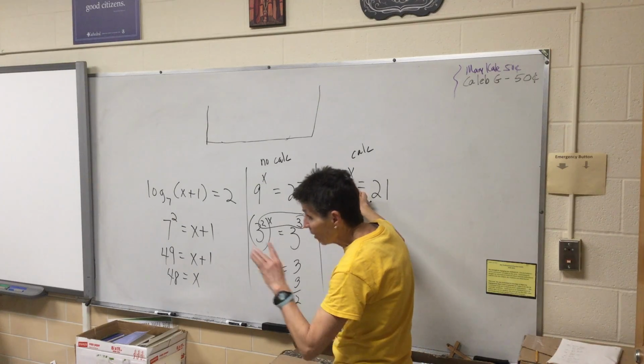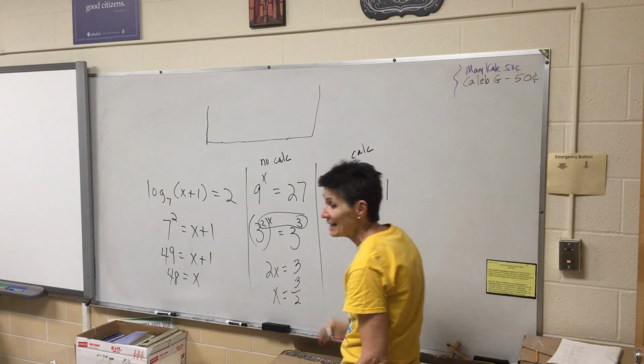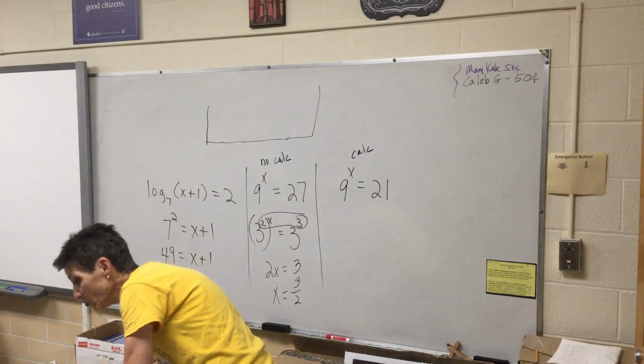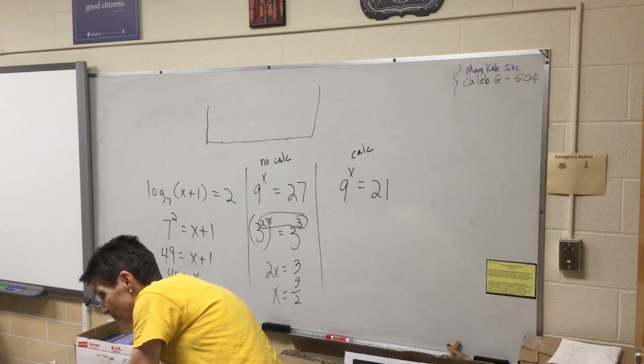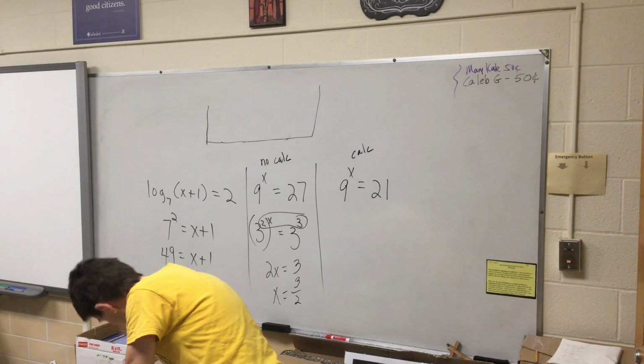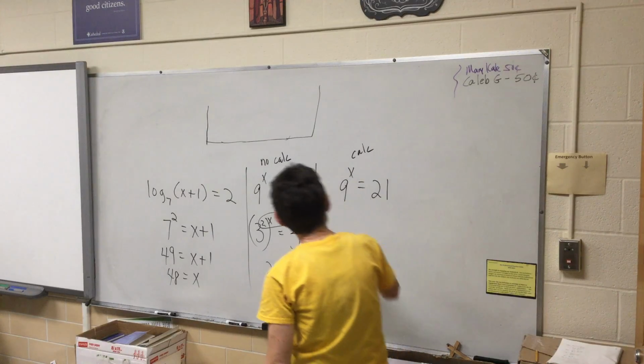I got to get that down. How do I bring an exponent down? There's only one way to do that. How do I get an exponent down? Add log. Yep, I got to take the logarithm of both sides.